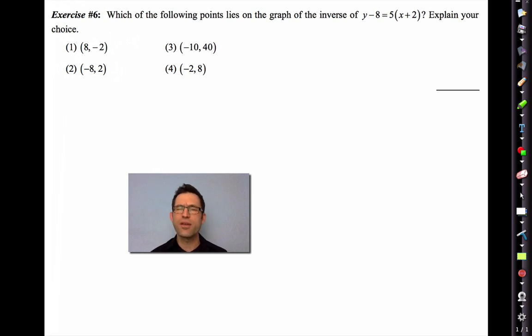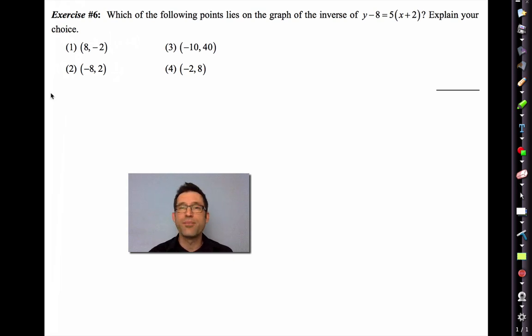All right, there's a lot of different ways to do it. There is one way that's a little bit, let's say, quicker than the others. But play around. All right. Well, one way of doing it, I'm not going to do it this way. I'm going to show you the quicker way. But one way of doing it is actually to come up with the equation of the inverse, plug in every one of those points, and see which one lies on it.